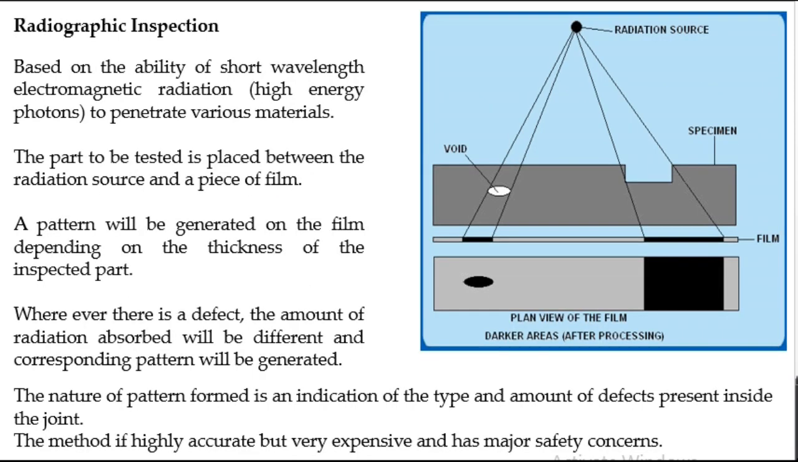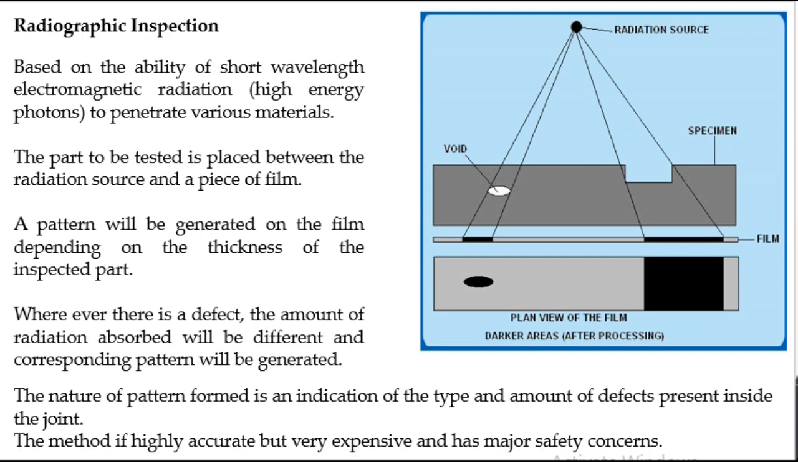Next up, we have radiographic inspection. Radiographic inspection is based on the ability of short wavelength EM radiations to penetrate various materials. So we know there is an electromagnetic spectrum, and depending upon the wavelength, different regions of the EM spectrum are defined. The short wavelength spectrum, for example, the gamma rays and the X-rays, can penetrate various materials. And then depending upon the thickness of the specimen under testing, it forms a particular type of pattern.